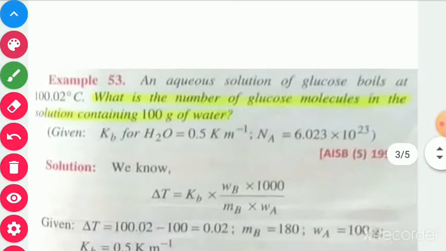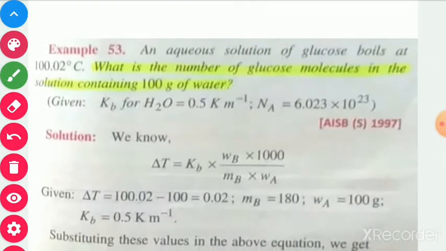Now the next question. An aqueous solution of glucose boils at 100.02 degrees Celsius. What is the number of glucose molecules in the solution containing 100 gram of water? Here the boiling point of the glucose solution is 100.02, the solution is aqueous, and you know that the boiling point of pure water is 100 degrees Celsius. Therefore, delta T will be 100.02 minus 100, which equals 0.02 degrees Celsius, the elevation in boiling point.